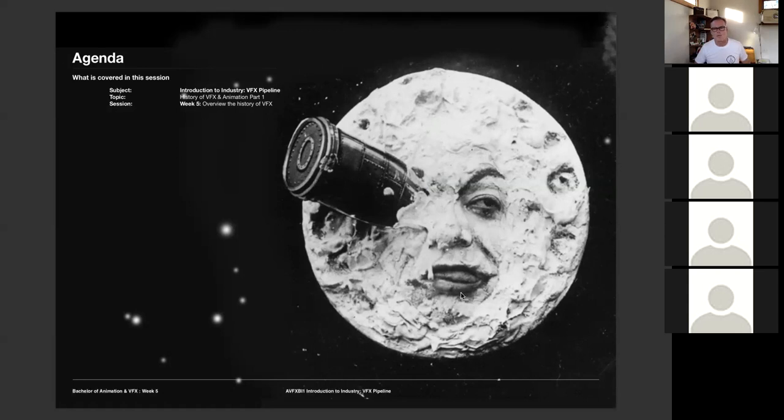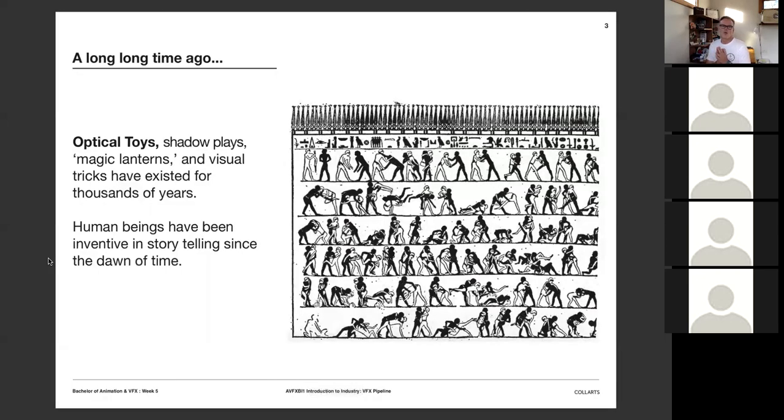And I'll talk about why I use this as a graphic for a lot of things, because I think it's important. So a long, long time ago, as all good stories start, optical toys, shadow plays, magic lanterns, and all these other visual tricks were used by human beings to essentially tell stories. Storytelling is important for a lot of reasons, and we've been doing this since the dawn of time.